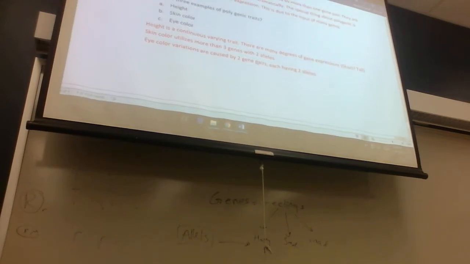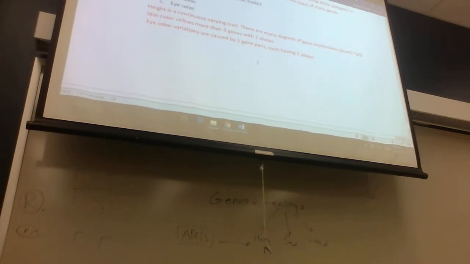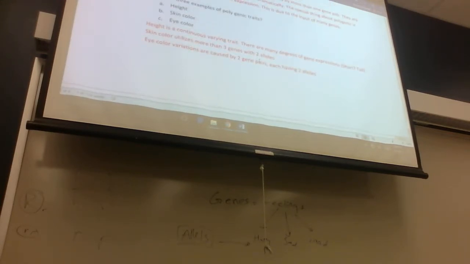And then there are 3 examples of polygenic traits: height, skin color, and eyes. Because basically polygenic traits are determined by more than one gene pair. So that's that.